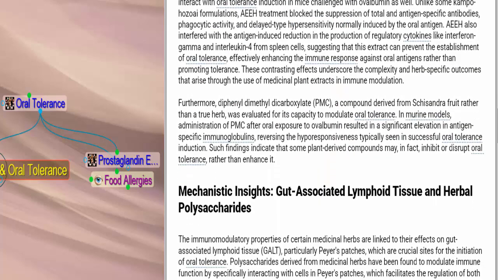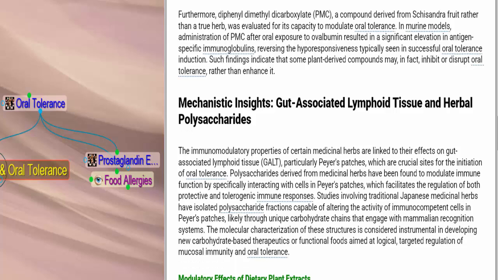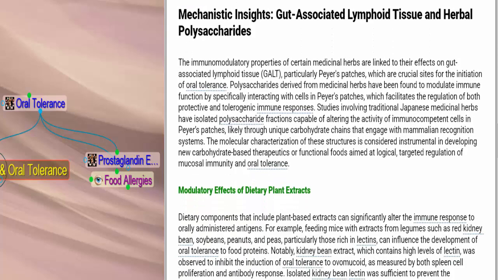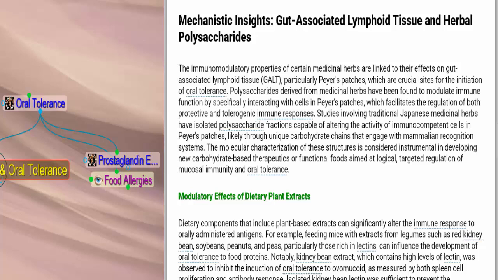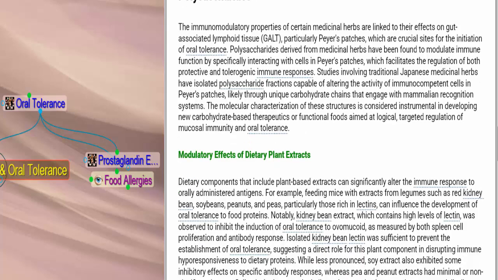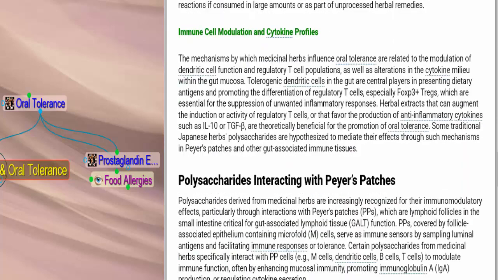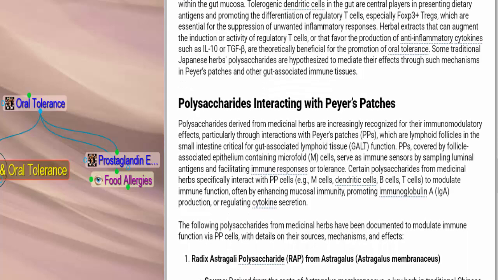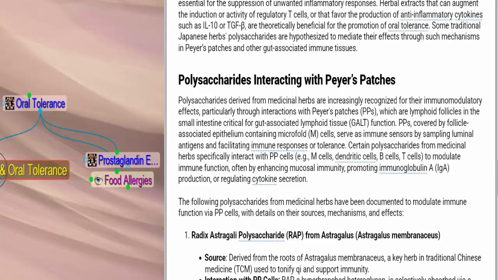And then there's a whole section down here. In the interest of time, I'm not going to read all this. I just want you to see where it is. Mechanistic insights, gut-associated lymphoid tissue, and herbal polysaccharides. So some of the herbal polysaccharides are also very useful. Polysaccharides interacting with Peyer's patches. We went over this in class.